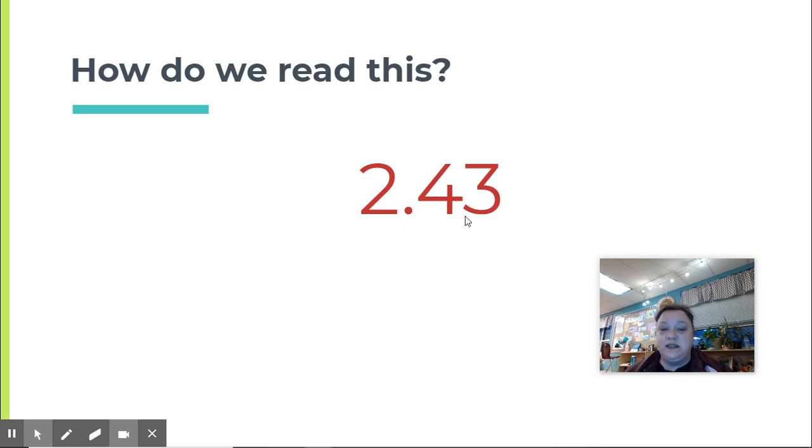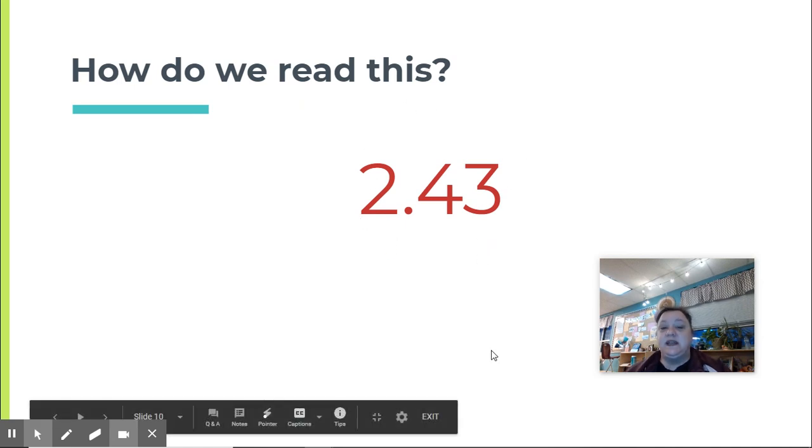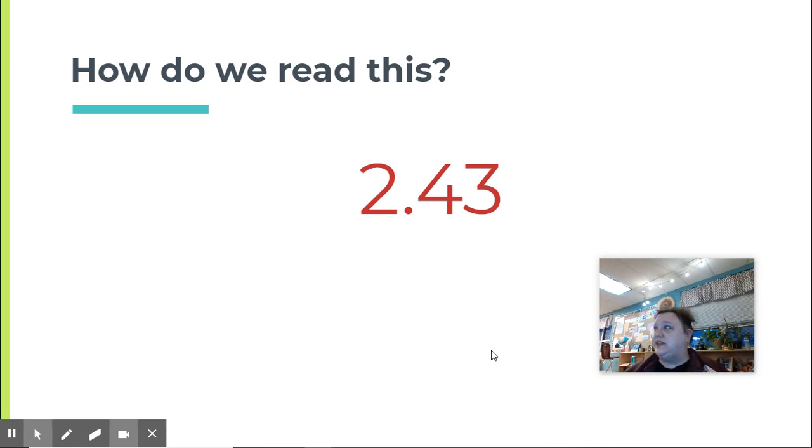So how we read this is how it looks, 2.43, but we read it with an "and." Anytime you see a decimal, the word for that decimal is "and." So if you say "and" when you're reading a number, you're really saying that there is a decimal. So I always tell kids, when you've got, let's say, 1,344, you don't say the word "and" when you're saying that number unless there's a decimal.